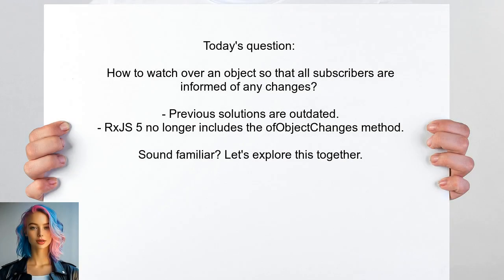Here's the specific question we're addressing today. One user asked how to watch over an object so that all subscribers are informed of any changes. They mentioned that previous solutions are outdated since RxJS 5 no longer includes the object changes method. Sound familiar? Let's explore this together.